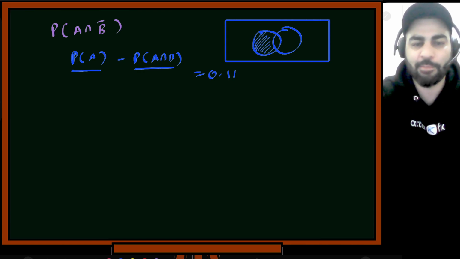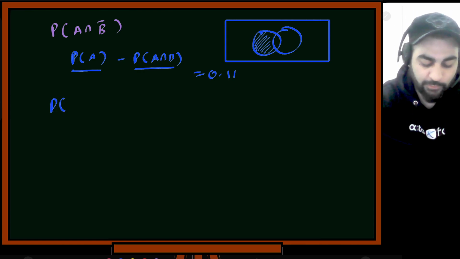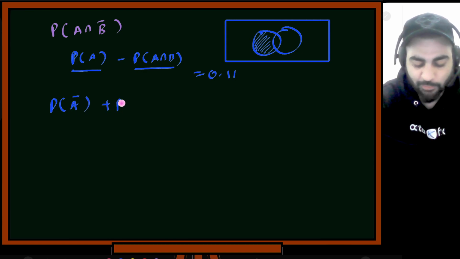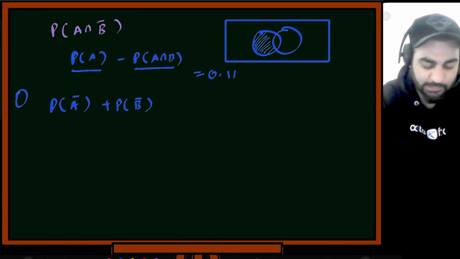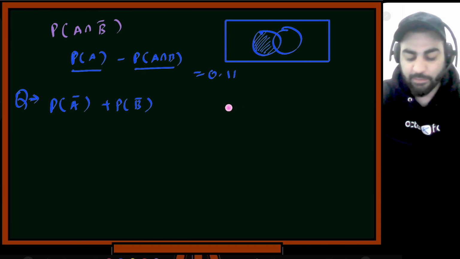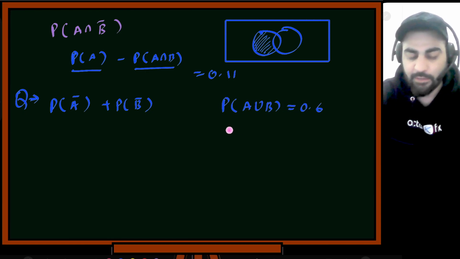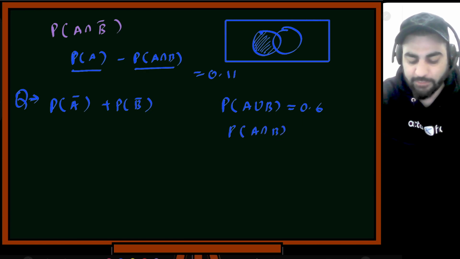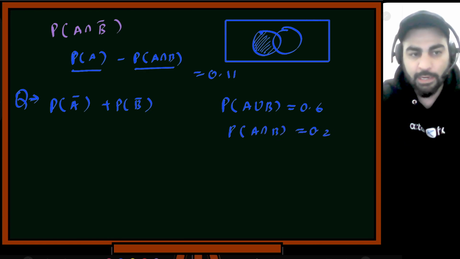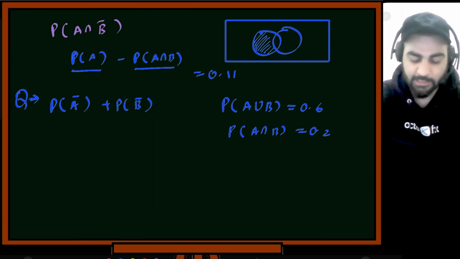Now let's level up a question a little bit. Now you have to compute probability of A complement plus probability of B complement. This is the question. And probability of A union B is given to you as 0.6, and probability of A intersection B is given as 0.2. These are the two things that you are given. Then you have to find it.